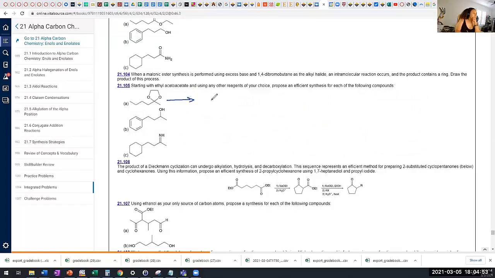So remember that we can take these structures and we can add more carbons onto it. So here I have 1, 2, 3, and if I wanted to add 3 carbons, I can just use a base. So let's say ethoxide and deprotonate. And then if I use propyl tosylate or propyl bromide or something like that, I can do an SN2 and replace this.